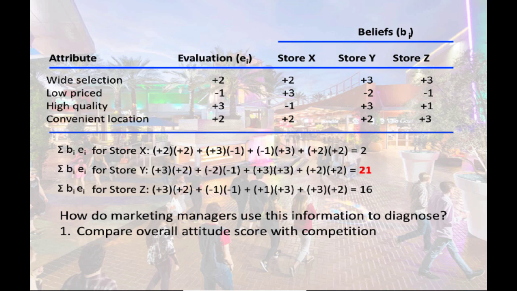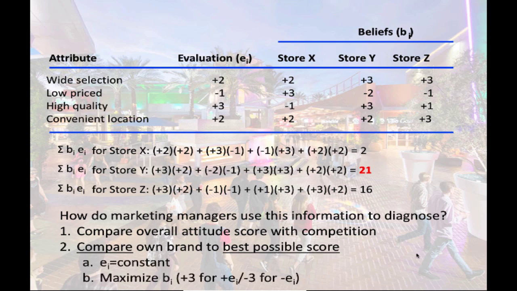So how do we use this information to diagnose the attitudes toward our particular store? Well, we've compared overall attitude scores with the competition. We can also compare our brand to the best possible score. By comparing to the competition, we see that we're definitely below the other 2 stores. So how about in relation to the highest possible score?